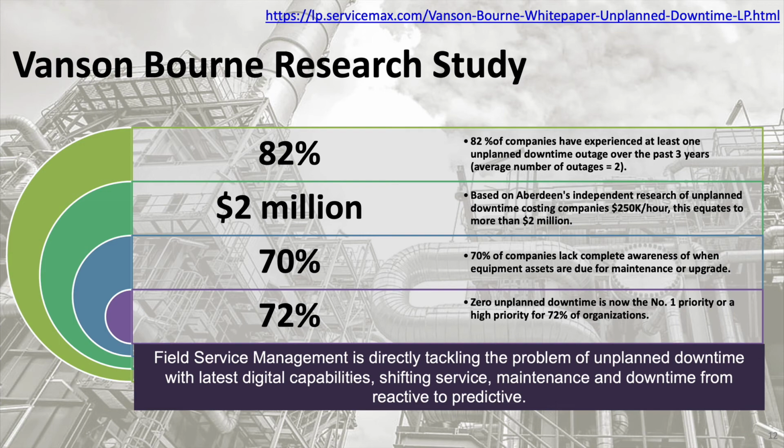in this study. Remember, field service management is directly tackling the problem of unplanned downtime with the latest digital capabilities, shifting service, maintenance and downtime from reactive to predictive. So a lot of things here in terms of process control, artificial intelligence, trying to understand the data of production to be able to predict, right, when this downtime happens and be proactive instead of reactive.